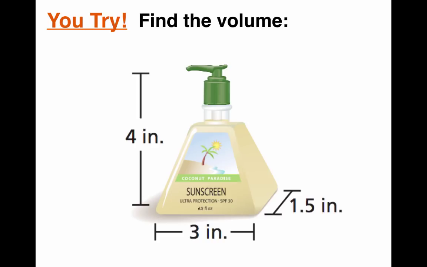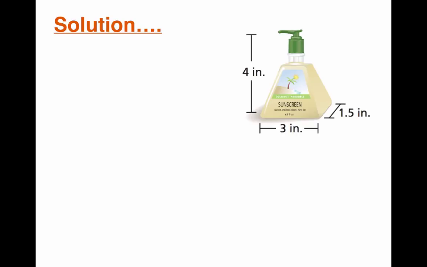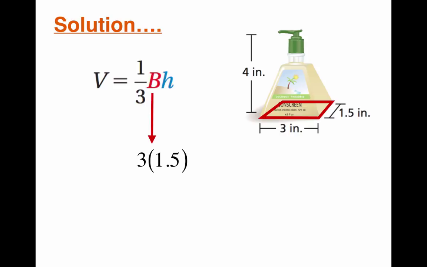All right, let's check some answers. Are you ready to see how you did? The bottle is still in the shape of a pyramid. So we're going to do volume equals 1/3 base times height. The area of the base is a 3 by 1.5 inch rectangle. So we're going to do 3 times 1.5. And the height of this bottle is 4 inches tall. So we're going to do 1/3 times 3 times 1.5 times 4.